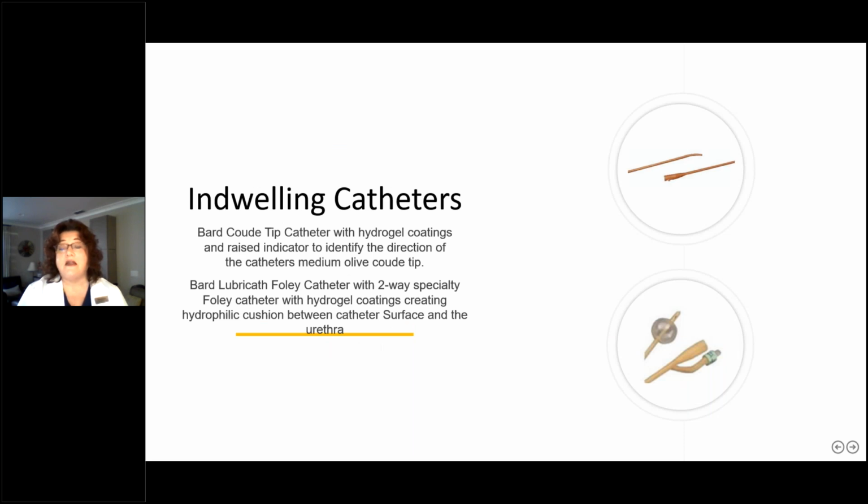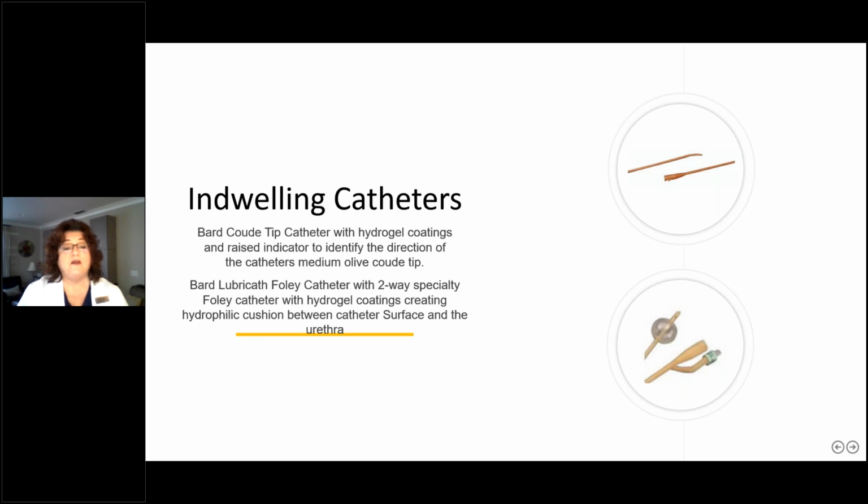It has a raised indicator. You can see on the catheter that little bump. That tells you which way that curve is going. And it's very important to have that curve pointing upward so that you can go, again, down and around the curvature to get into the bladder.